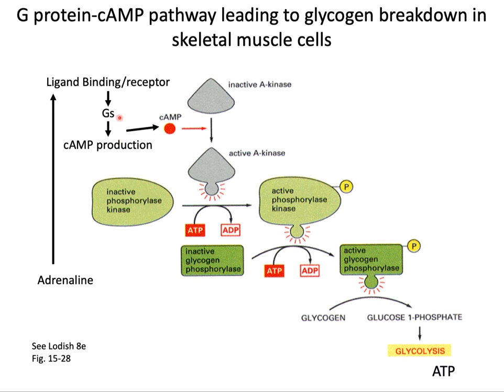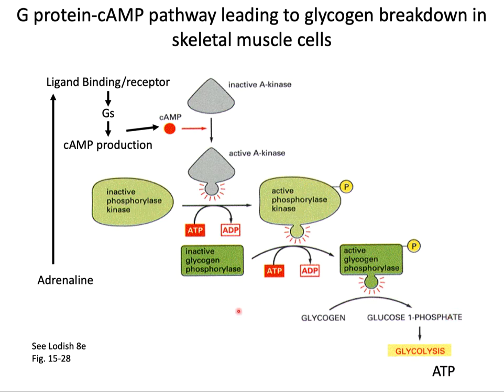The alpha subunit of the stimulatory G-protein then activates the adenylyl cyclase, and cyclic AMP then activates the protein kinase A. So the PKA then phosphorylates a phosphorylase kinase. And when phosphorylase kinase is phosphorylated, it becomes activated. So the phosphorylase kinase then in turn phosphorylates glycogen phosphorylase. Glycogen phosphorylase, when it's active, when it's in the phosphorylated form, can convert glycogen to glucose 1-phosphate.